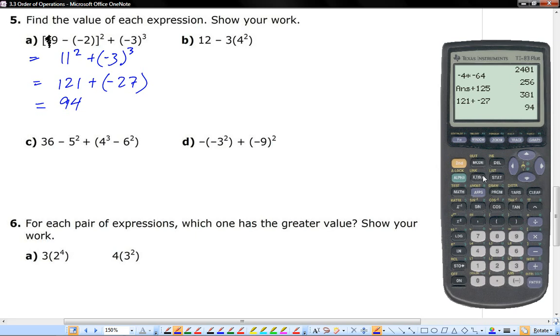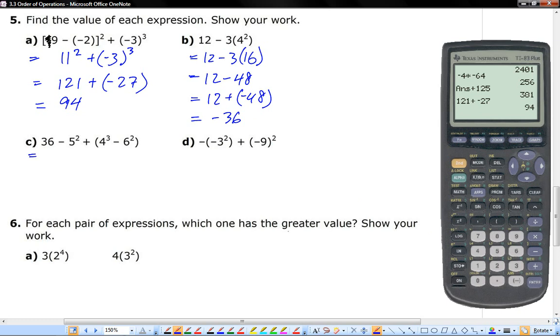Okay. Next one, we've got 12 subtract 3 times the 4 squared, which is 16. So we're doing the exponents first. We're doing the multiplication next. 3 times 16 is 48. And we're subtracting that from 12. Of course, you could add the opposite, if you like. And now this is like a fight between good guys and bad guys. Obviously, the bad guys are going to win this time by 36.